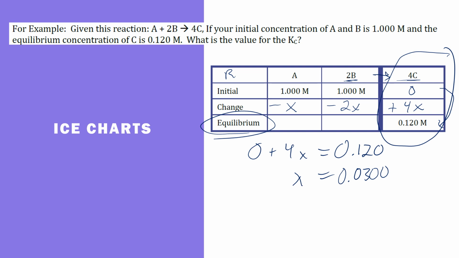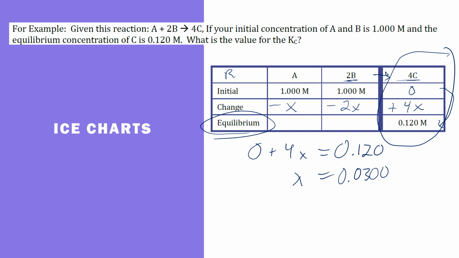Okay, now that we know x, we can plug in x for the other substances. You would plug in 0.03 for A, and then 0.06 for B, because it's twice as big. So let's go ahead and do that.